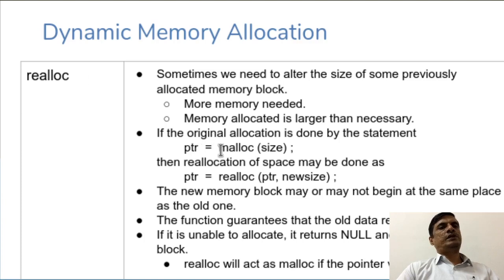So originally malloc has assigned some sized memory to PTR, but if you want to realloc, you must know how much size, and to whom it has to be allotted. So that is where realloc comes in. At runtime, if you want to allot more memory for the already allotted pointer variable, then you use realloc. It guarantees that old data remains intact, and if it is unable to allocate, then it returns null, as with malloc, and frees the original block. So you must be careful while using realloc.